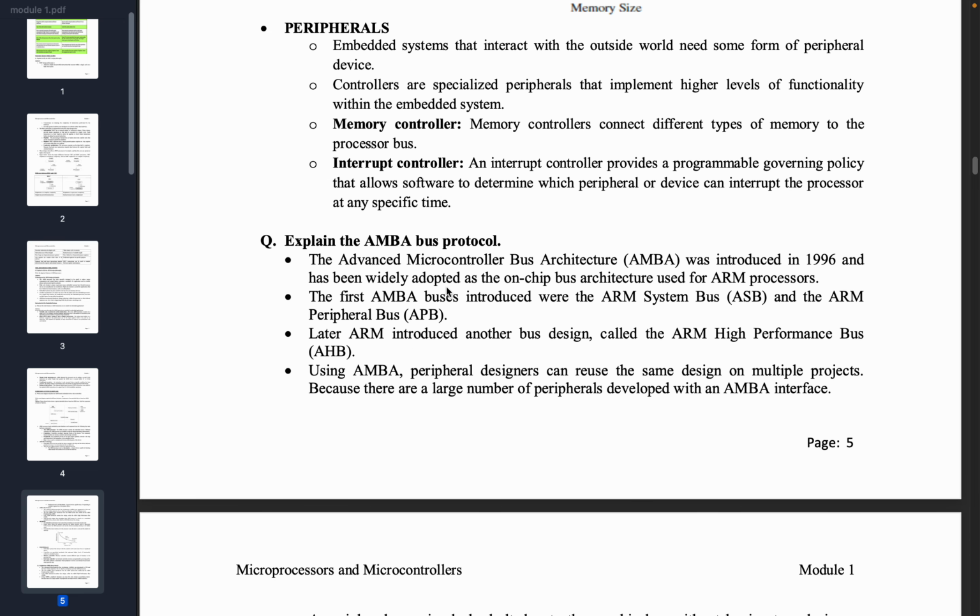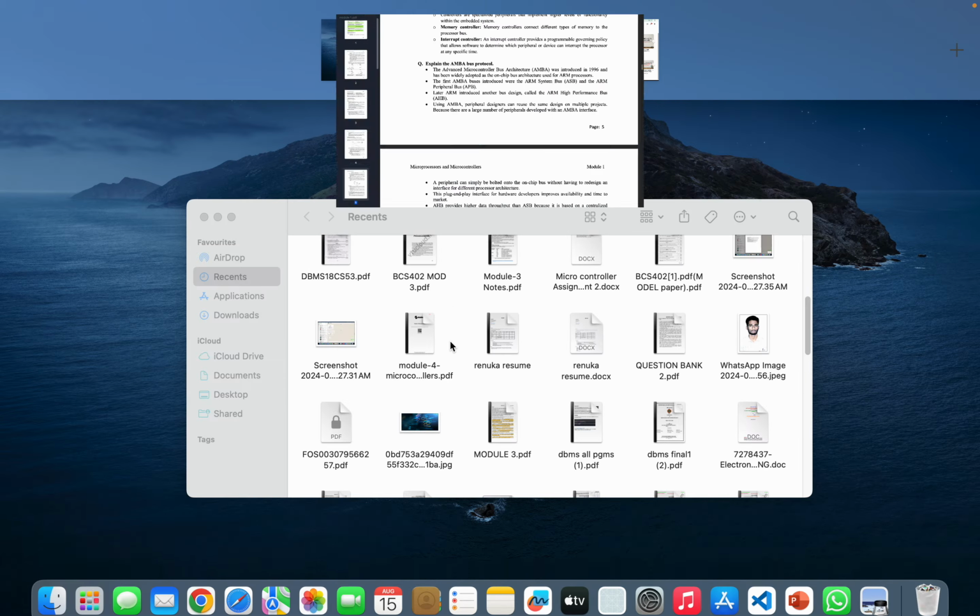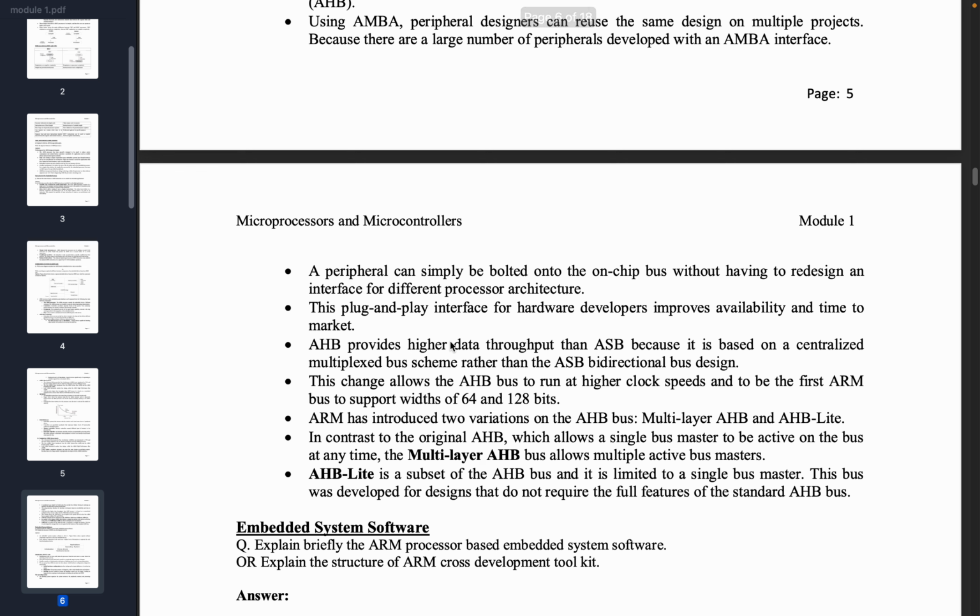I will read it once: Advanced Microcontroller Bus Architecture was introduced in 1996 and is widely adopted on-chip. Write the same thing you studied before; you should copy it, and you will get marks. Later, ARM introduced another bus technology called the High Performance Bus, AHB, using AMBA peripheral design. The design can be reused for multiple projects because a large number of peripherals are developed with an AMBA interface. Peripherals can simply be bolted onto the chip without a redesign of the interface. The plug-and-play interface helps hardware developers improve time to market.